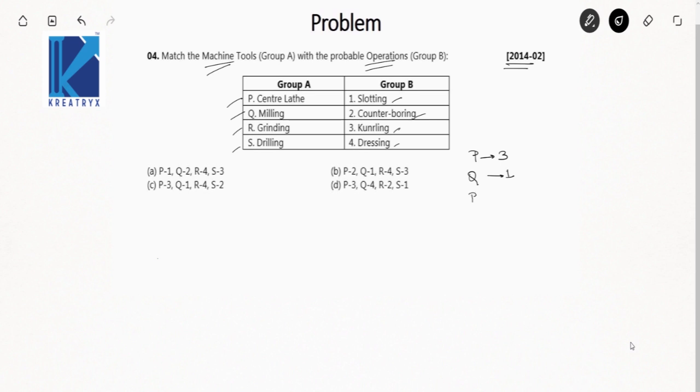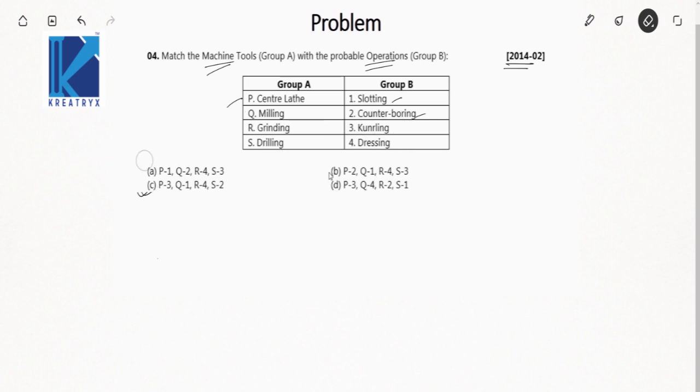Now comes grinding. See, grinding is basically a process which is used to remove layers. So from reading all the options of group B, we can easily guess that for R, grinding, it will be 4, dressing. And for the last option, drilling, we know that drilling is a method used to make holes, and counter boring is basically a hole making operation. So through drilling, the counter boring operation is done. So for S it will be 2. Now we look at the options and we find that option C is correct. So the correct answer is option C.